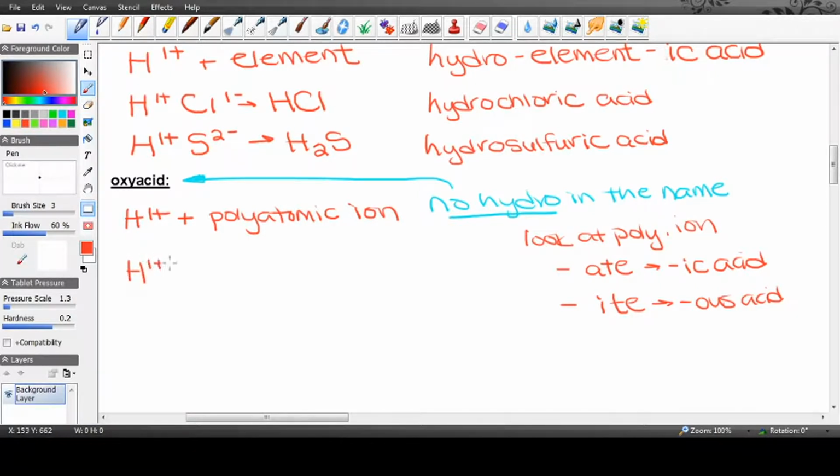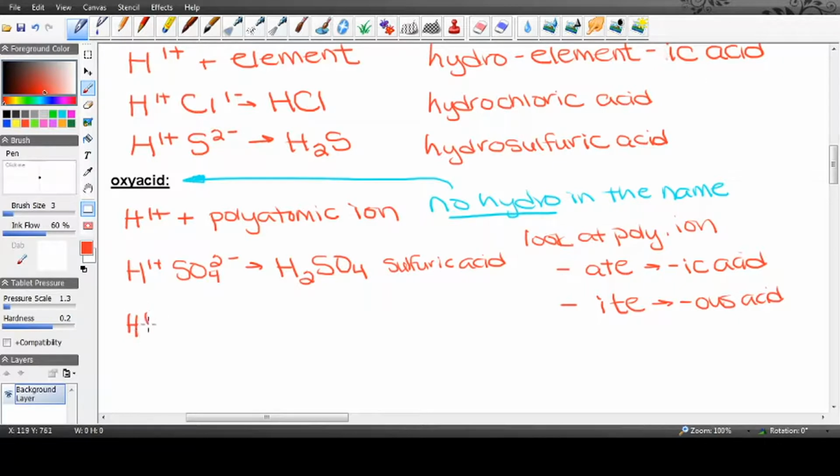Hydrogen with a 1 plus, SO4 with a 2 minus. So balance your charges out. H2SO4. How would I name this acid? I'm not going to use hydro because it's not binary. It's not hydrogen and sulfur. It's hydrogen and sulfate. So if the ending is ate, I just go to ic acid. This is sulfuric acid.